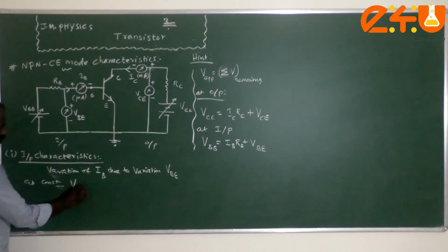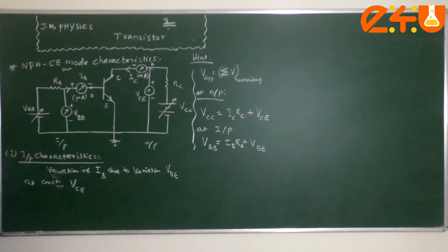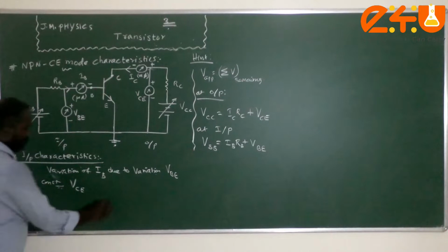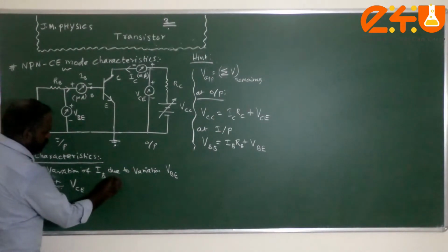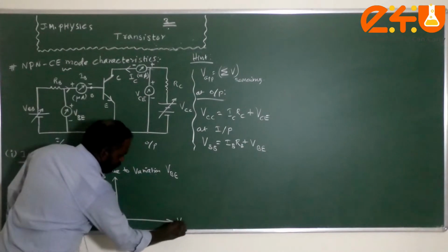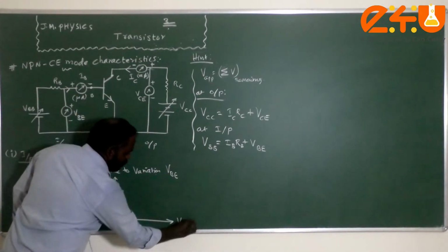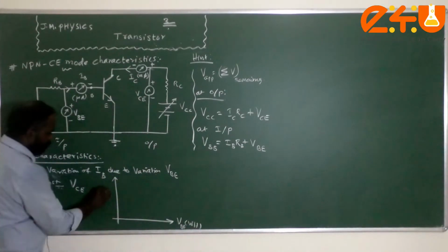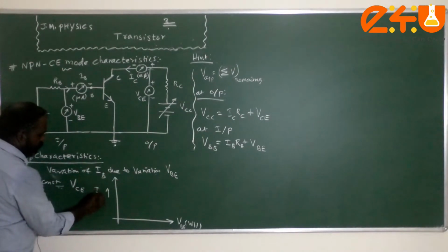Yes, VCE is considered to be the output voltage. Now I am going to draw the data plotted in a graph. This is the voltage, that is VBE in volts, and this is IB in microamperes.